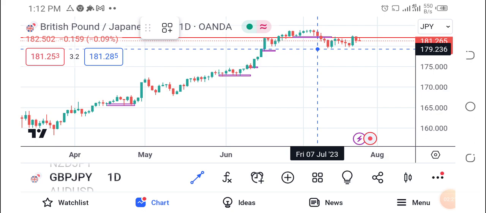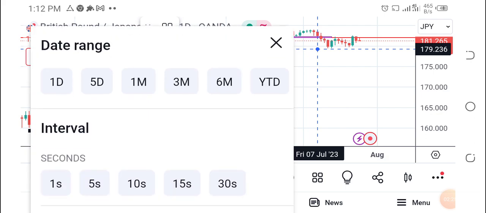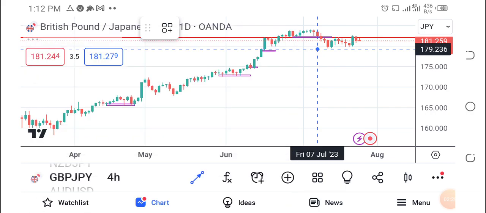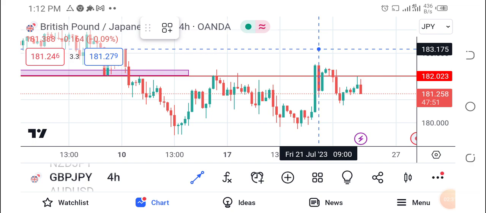So after scaling down to our daily time frame, we'll also scale down to the 4-hour time frame. This is where we are going to begin to decide where we are going to enter our trade.